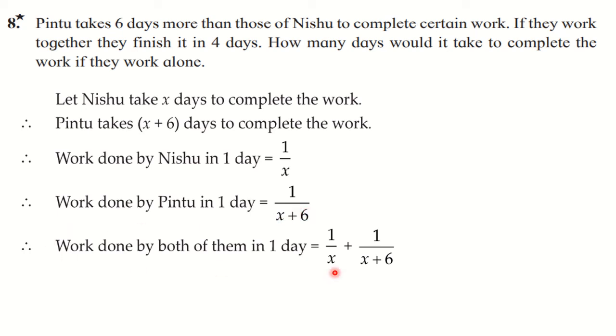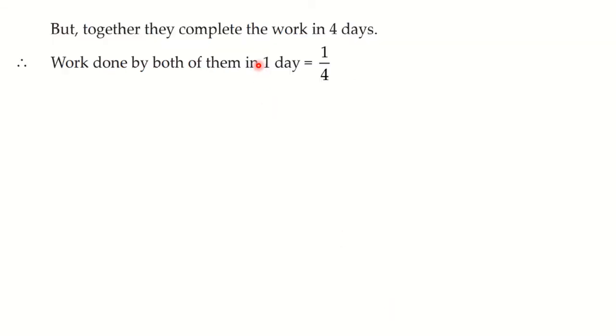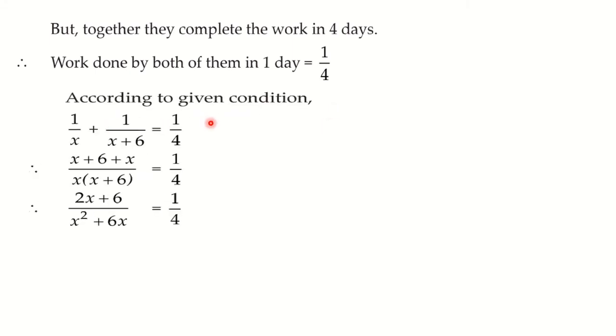So together they will complete the addition of these two. That much work they will complete. So 1 upon x plus 1 upon x plus 6. But they are taking 4 days to finish the work. So in a day they are going to complete 1/4 of the work. That we will write here. And that addition and this 1/4, they are equal according to the given condition.